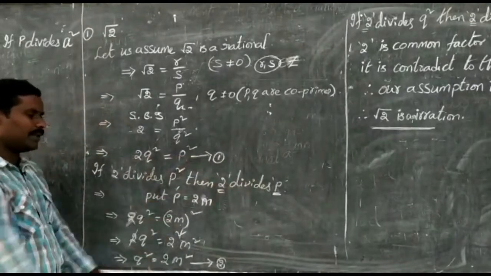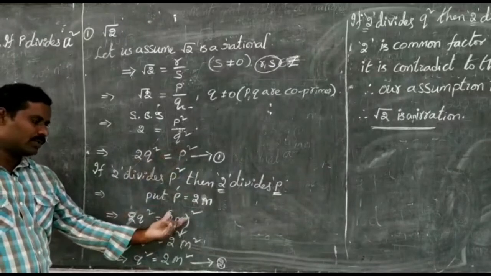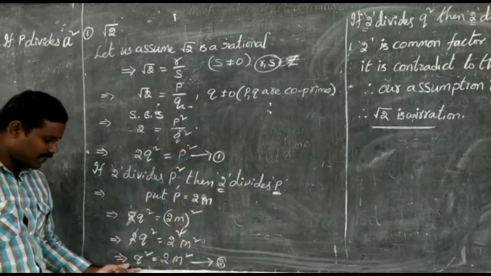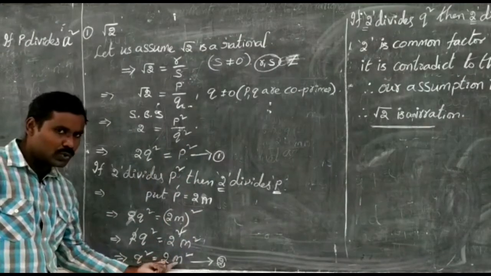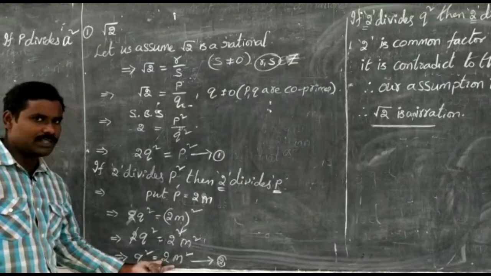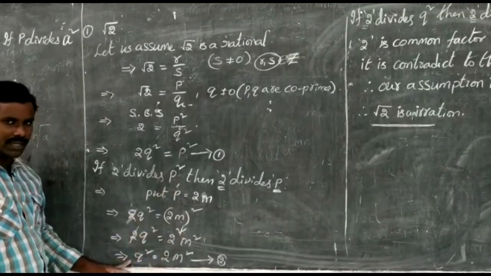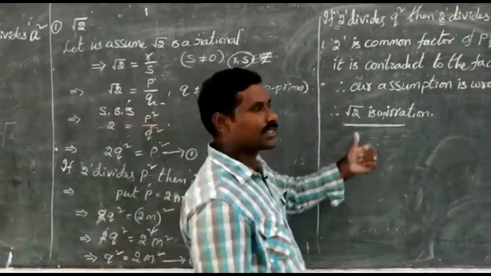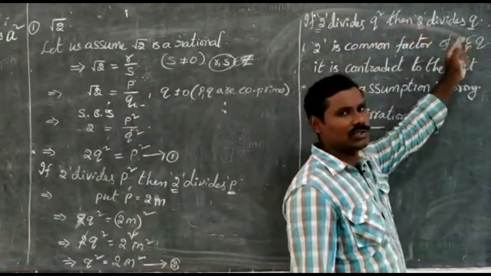Now, I am taking p value as 2m. Substituting in equation 1: 2m whole square, 2 square m square, 2 is cancelled. The simplified equation is q square equals 2m square. From this, you can write one more point: 2 divides q square. From the 1.6 theorem, if 2 divides q square, then also 2 divides q.